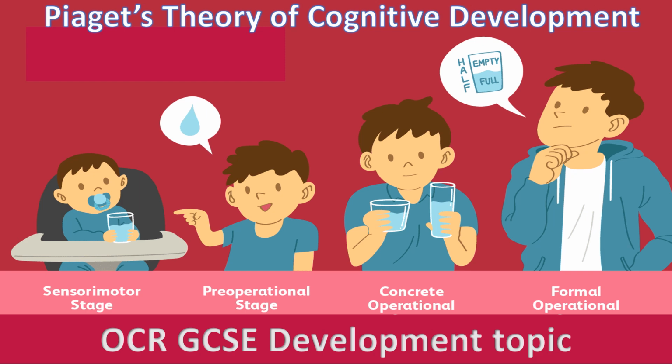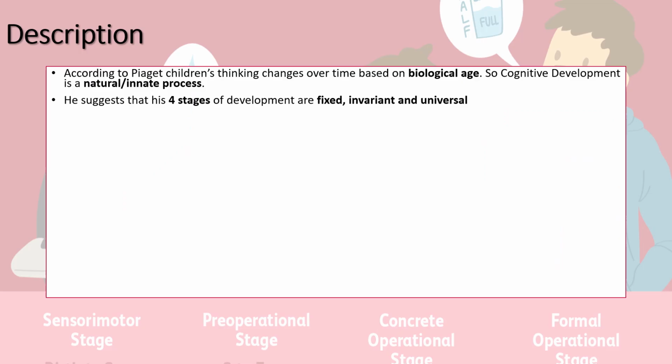This video is about Piaget's theory of cognitive development. According to Piaget, children's thinking changes over time, based on biological age. Therefore, cognitive development is a natural or innate process. It's not something that's learned. It's based on their nature, their biological age, and that's what takes them from one stage to the next.